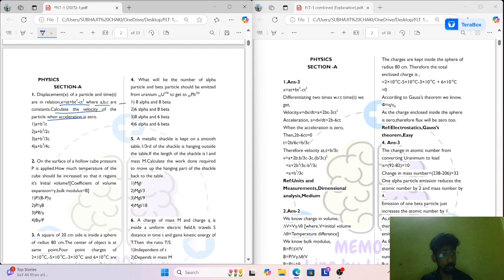So how to calculate it? If displacement is given, you have to calculate velocity. As you know, velocity is nothing but the differentiation of x, the displacement, right? So what you have to do, displacement is given as a plus bt square minus ct cube, right? Let me show you in this.